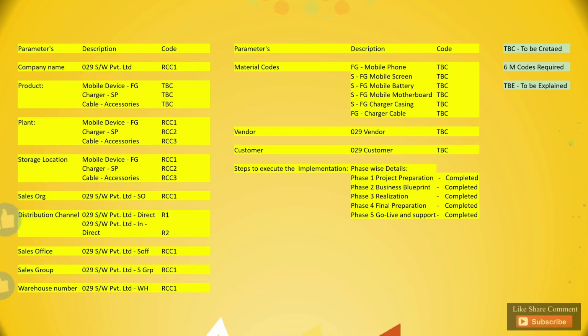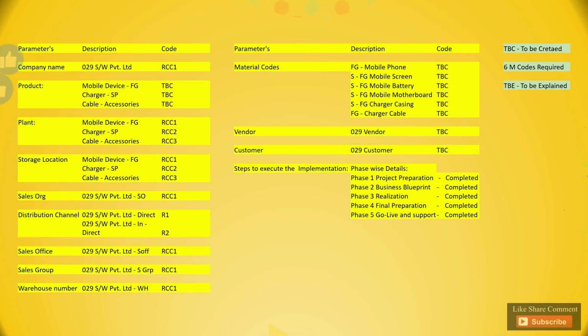From the distribution channel, we will have 2 distribution channels. One is direct, another one is indirect. For direct, I will be using R1, and for indirect, I will be using R2. In the same way, sales office, sales group and warehouse number. So these are the codes which are listed there in the 3rd column. And if I see the right side of my slide, I have given material codes again. These material codes carry the raw material codes as well, the materials which we will be receiving from the vendor. So we need to have the material code in our system.